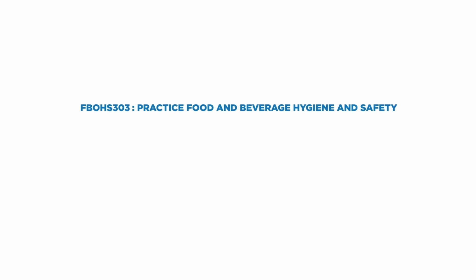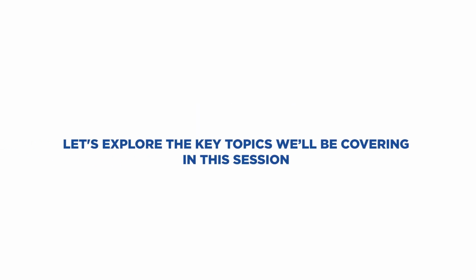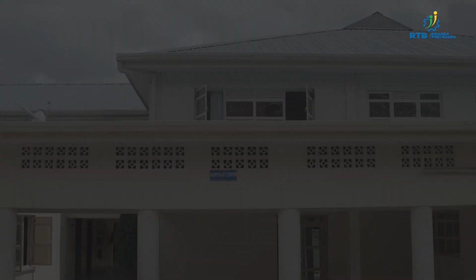Welcome to Competence FBOHS 303. Practice food and beverage hygiene and safety. Today we're focusing on learning outcome 4. Maintain kitchen and restaurant hygiene. Let's explore the key topics we'll cover in this session.